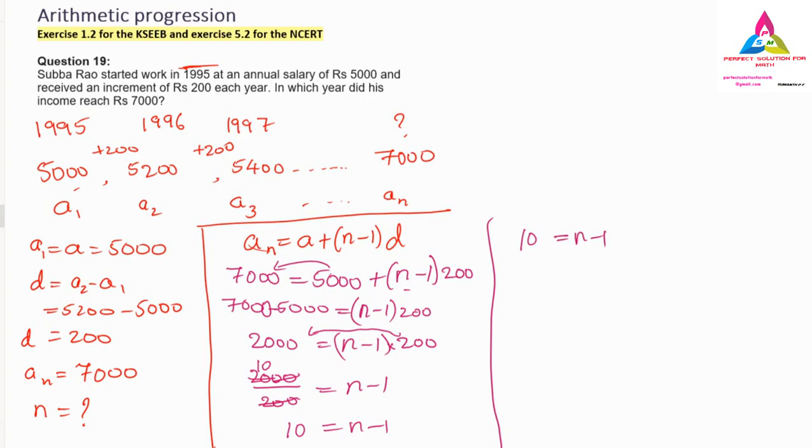So the minus 1 we have to shift this side. So it will become what? Plus 1, because here we have minus, so plus 1: 10 plus 1 is 11. So 11 is the n value. Means after he started this work in 1995, after how many years his salary became 7000? After 11 years. Means after 11 years his salary increased to 7000.